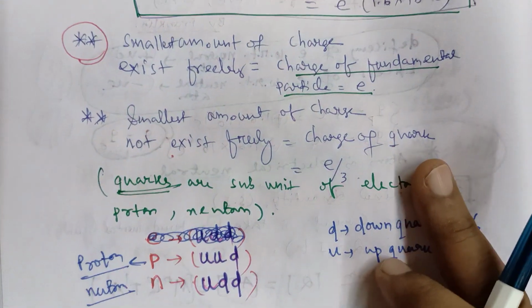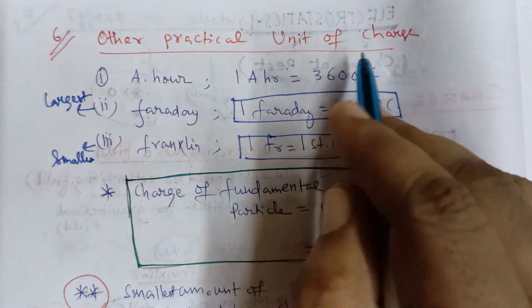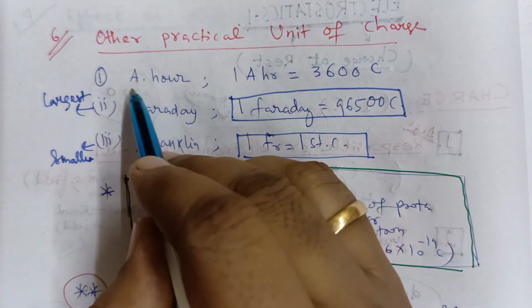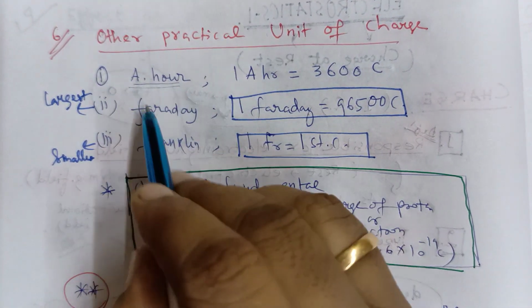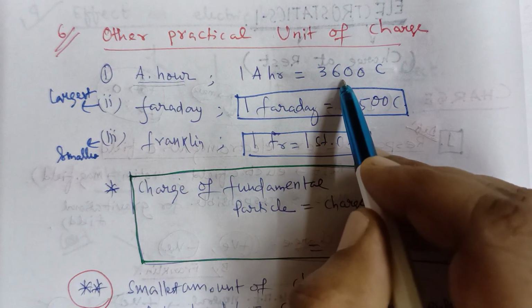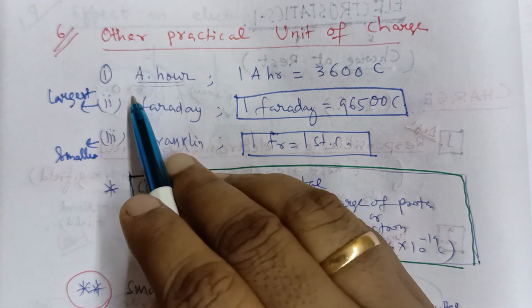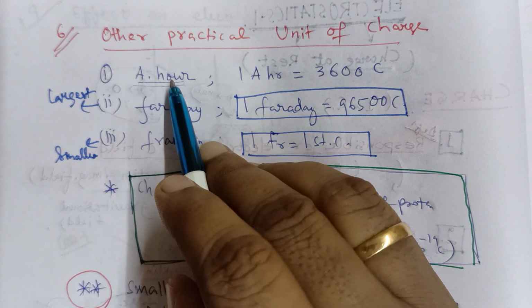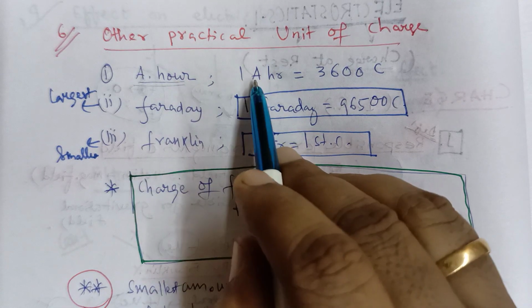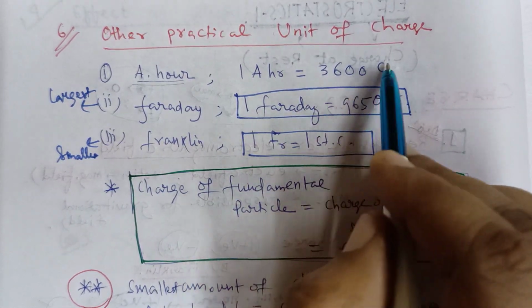Now we have to discuss the other practical units of charge. What other practical units can you use? One other is ampere hour. 1 ampere hour is 3600 coulomb. Ampere means coulomb per second. Hour means 3600 seconds. So 1 ampere hour is 3600 coulomb.